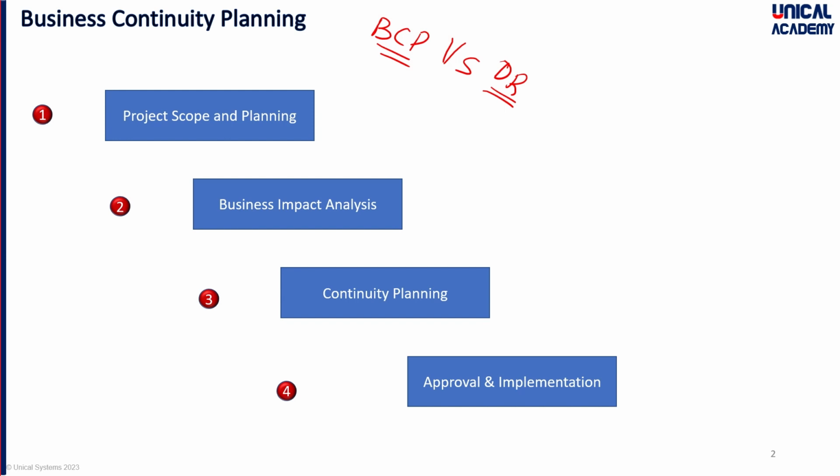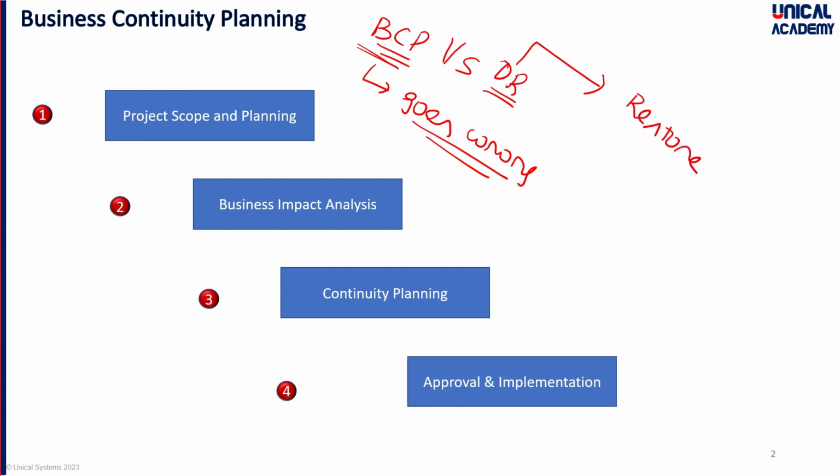Very clear. Business continuity planning is what we do when planning to handle when something goes wrong. If something goes wrong, what should be done is business continuity planning, and how quickly we can restore back the services. Something that has already gone wrong is disaster recovery.